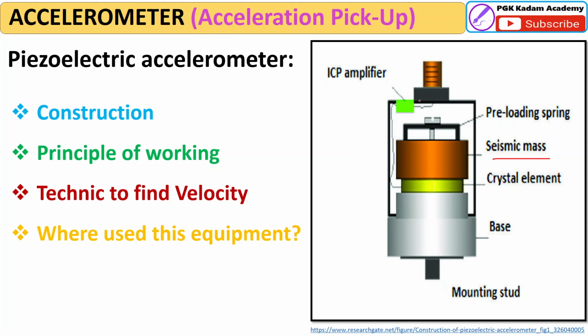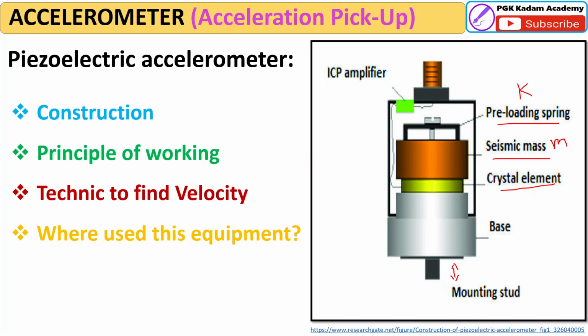You can see here the crystal element, a preloaded spring with very large stiffness K, and this seismic mass M. This crystal element is the piezoelectric crystal, and this is the base. It is attached to the mounting of a vibrating body, and the vibration will be in this direction. It is shown in the figure. So friend, what will happen?